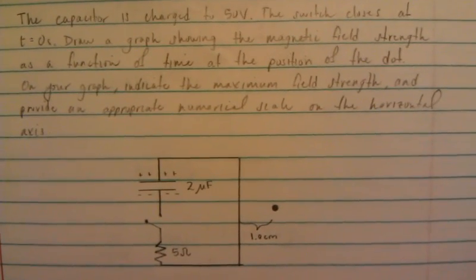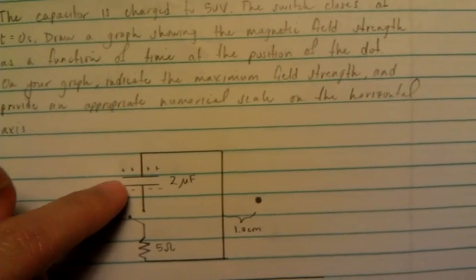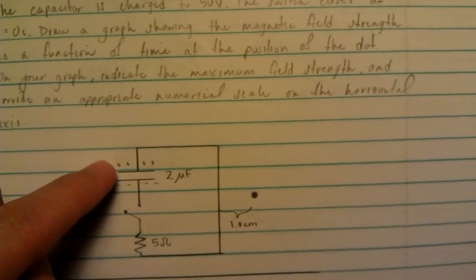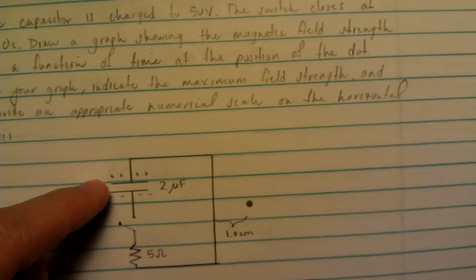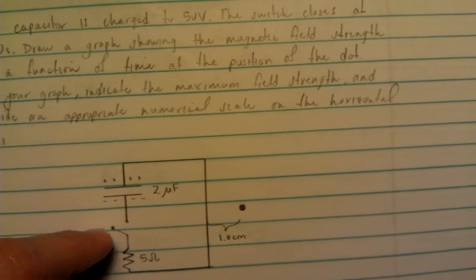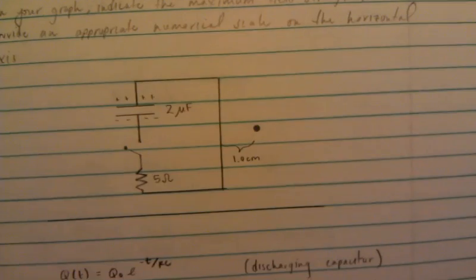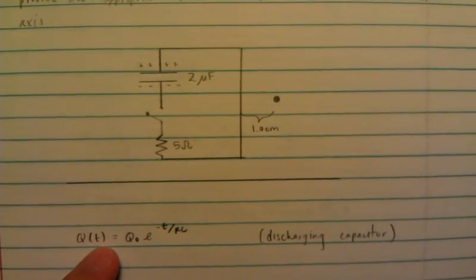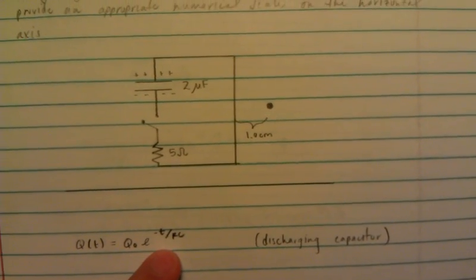So the problem statement suggests that the capacitor starts out fully charged, and once the switch is closed, the charge will move away from the capacitor and discharge the capacitor. And so we'll start out with the equation for a discharging capacitor, which is Q as a function of time equals Q naught times e to the negative t over RC.